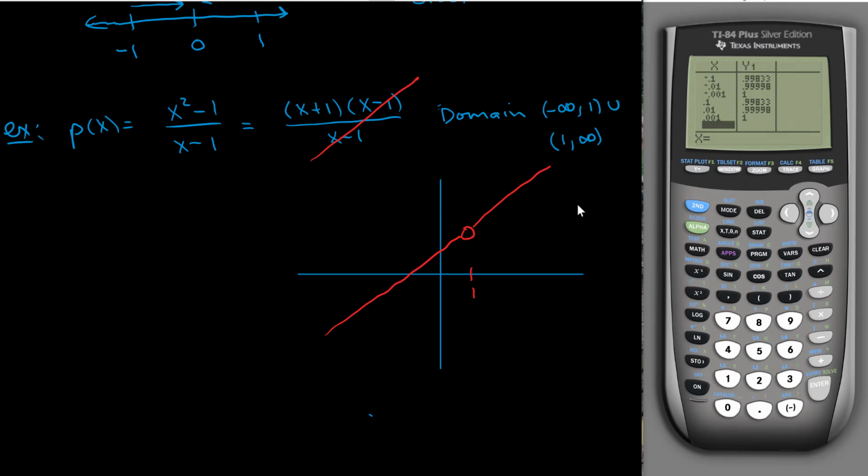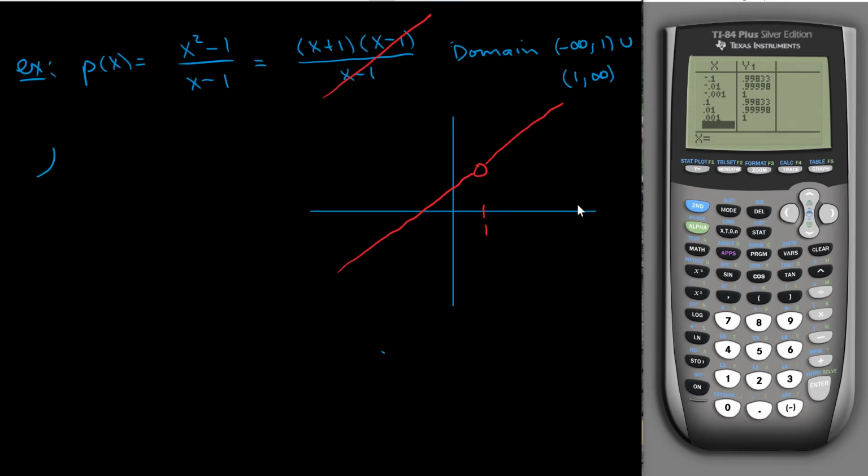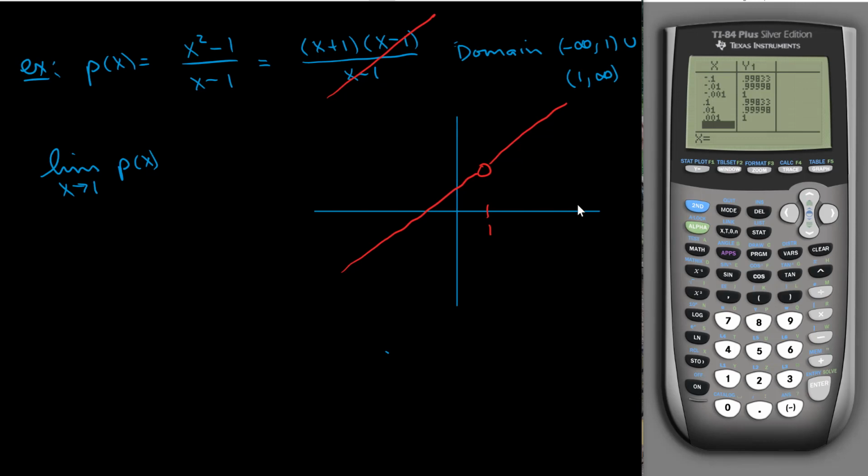If we evaluate the limit of p of x, this function, as x approaches 1. Remember, the limit indicates that we never actually get to the value x equals 1. We just get closer and closer and closer. So what we can do here is consider moving in on this function from the left-hand side and from the right-hand side. And the question is, as we do that, what are the y values that we get?